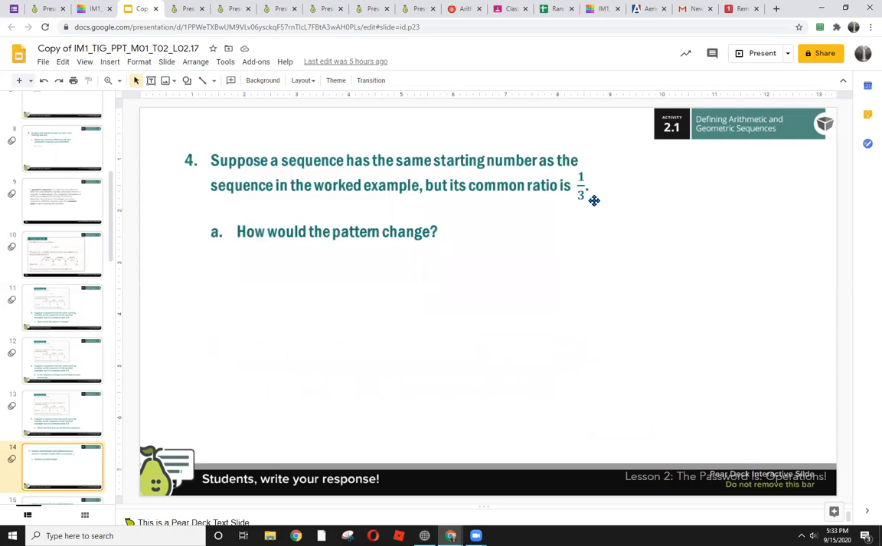How will the pattern change if we multiply by 1/3? So I don't know if you ever noticed, but when you multiply by a fraction between 0 and 1, your numbers are actually getting smaller. So the numbers would actually be getting smaller. They will never get to the negative part, but they will get very, very close to 0.